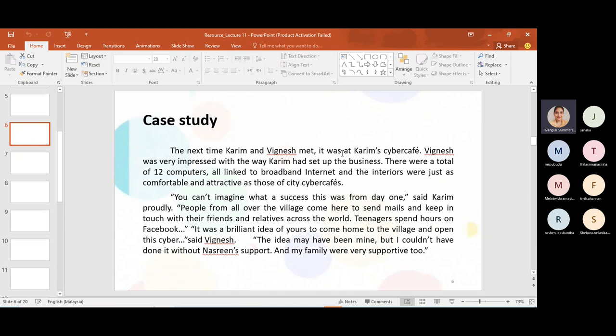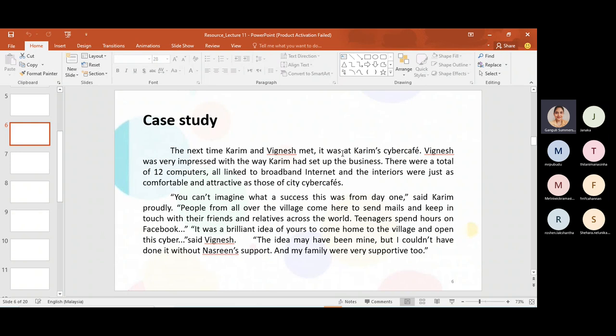Teenagers come to this cyber cafe to use Facebook, and they spend so many hours on Facebook. So basically Karim's cyber cafe is running really well. Karim is telling all these details to Vignesh.